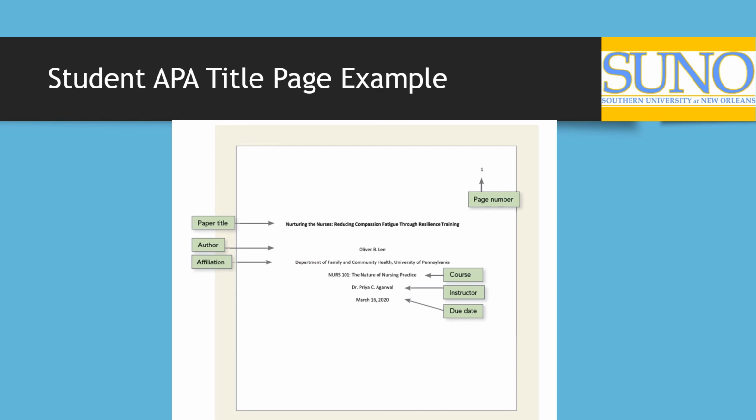Unless specified otherwise by your instructor, this is the title page for a student APA paper. However, as I mentioned before, it is up to the discretion of your instructor and for you to adhere to any guidelines or requirements that they may have for your APA style paper.